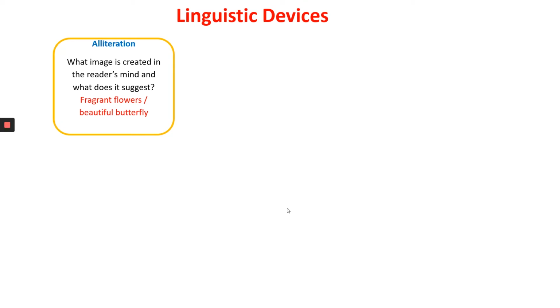As you know, this is part of the assessment objective 2 of your English exams. When you know the devices really, really well and you can identify them and you can explain and analyze them, your whole grade is bumped up because of your knowledge of the linguistic devices. So let's straight away start with alliteration.